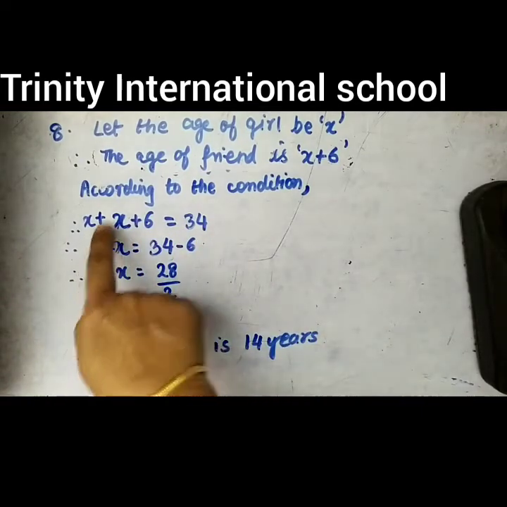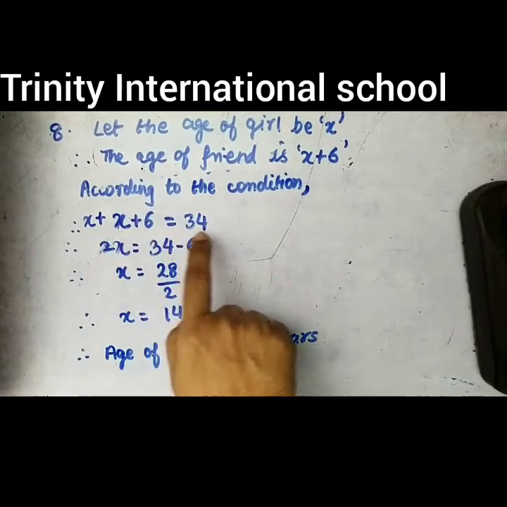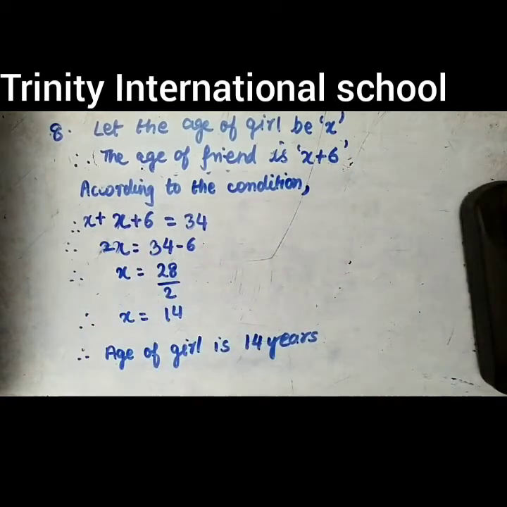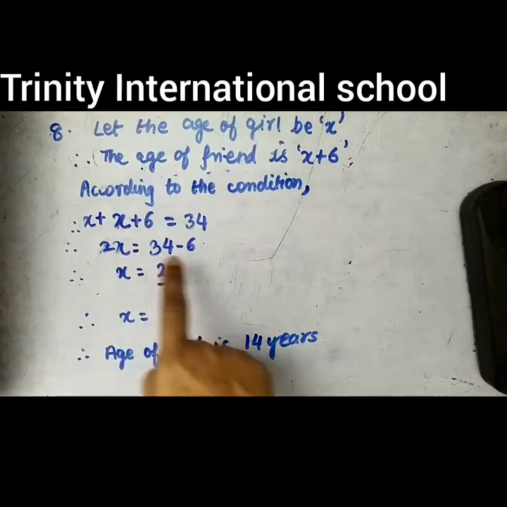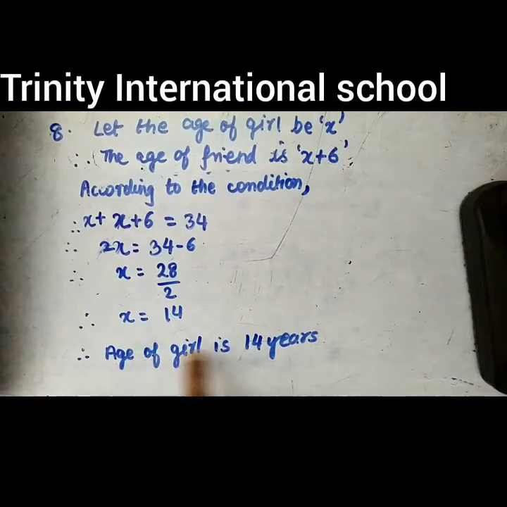So we have taken these two and we did the sum as 34. Now you can solve it. So this becomes your 2x equals 34 minus 6, x is equal to 28 upon 2, and x gives you 14. So the age of the girl is 14 years.